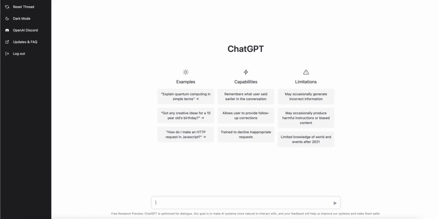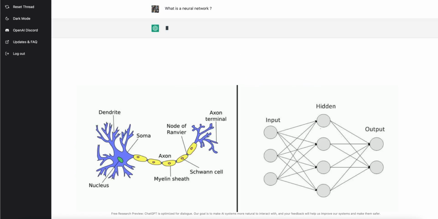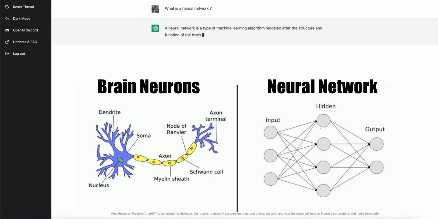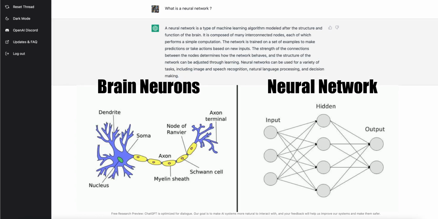Let's first understand what neural networks are. I am gonna ask this to ChatGPT to get started. Neural networks are modeled after the structure of the brain. The network is trained on a set of examples to make predictions or take actions based on new inputs. The strength of the connections between the nodes determines how the network behaves, and the structure of the network can be adjusted through learning. Neural networks can be used for a variety of tasks, including image and speech recognition, natural language processing, and decision-making.